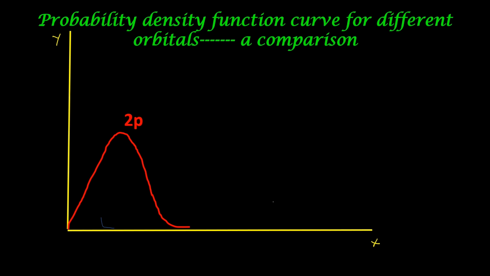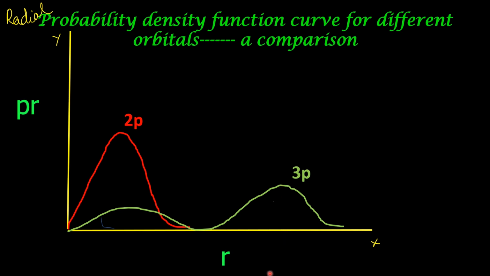What do you understand from this? For 2p, there are no radial nodes. Radial probability density function curve can give only an idea about the radial nodes. It cannot give any idea about the angular nodes. The curve for 3p. It has one radial node at this position. There are two peaks here. The first peak is lower than the second peak, suggesting that the probability is more at the second peak. By the way, probability function is taken along the y-axis and distance along the x-axis.